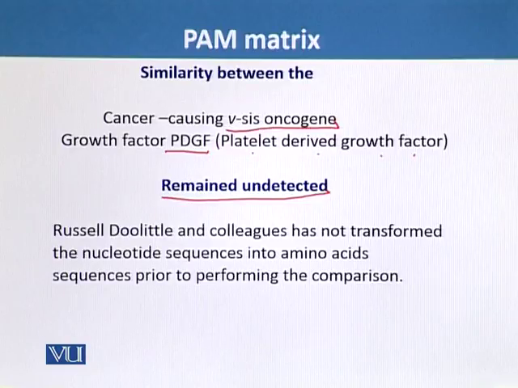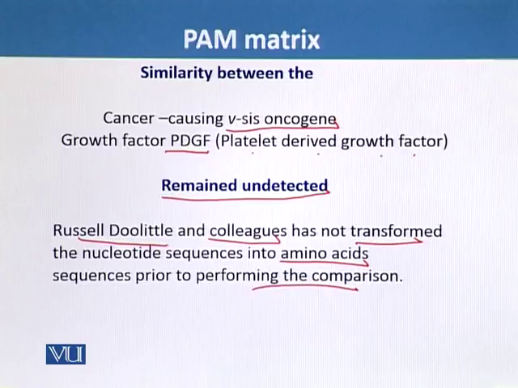undetected. This problem was solved by the scientist Russell Doolittle and his colleagues, who transformed the nucleotide sequences into amino acid sequences prior to performing the comparison, because this type of scoring matrix is not suitable for genes, meaning it is not suitable for nucleotides. So they converted these nucleotides into amino acids before performing the comparison.